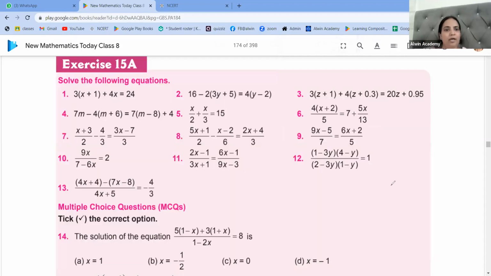Chalo, now you people can start attempting question number 7 by yourself. It goes on the same line, beta. Either take LCM, whatever you get on two sides of equals to cross multiply and so on. Right?